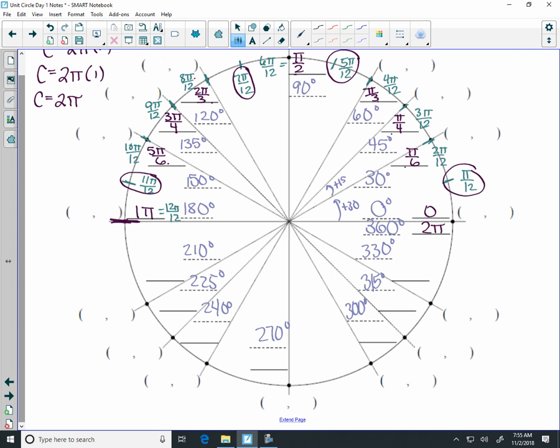All right, we're going to keep going into the bottom half of the unit circle in the same way, in 12s. And then I'll show you some of the relationships that are going on here.